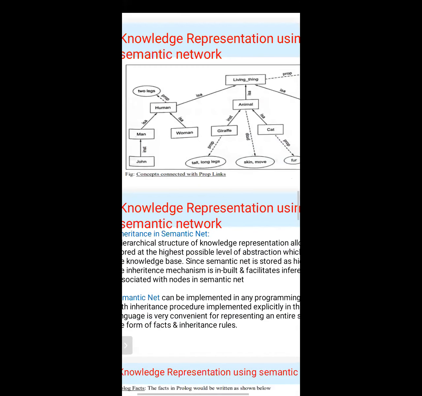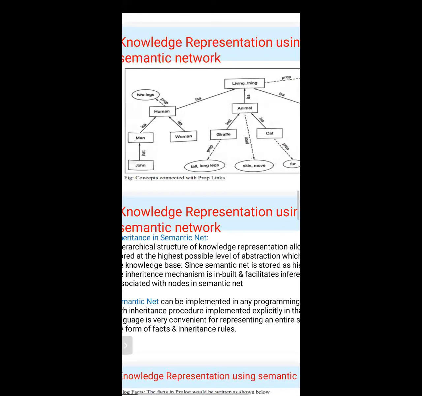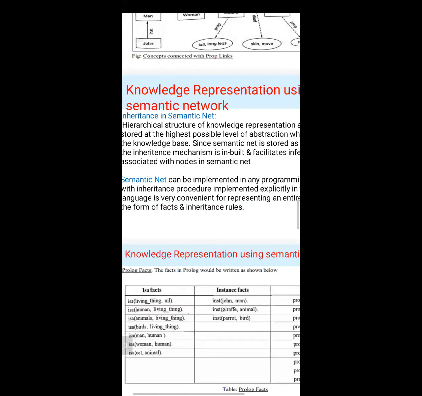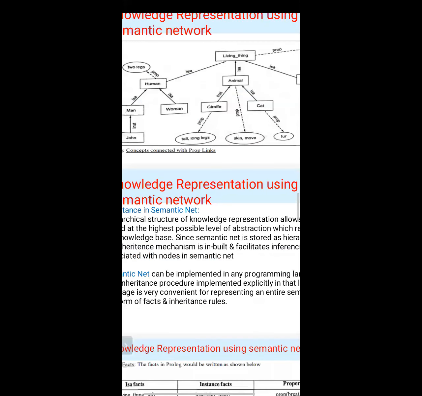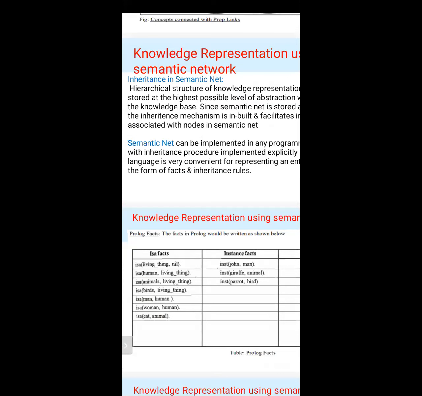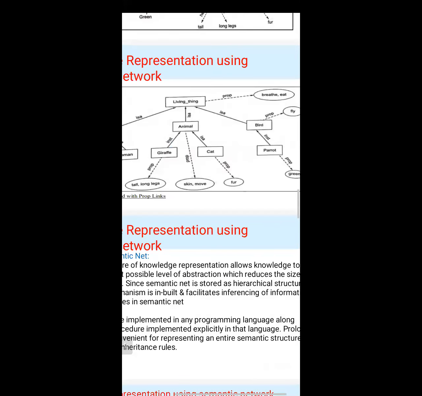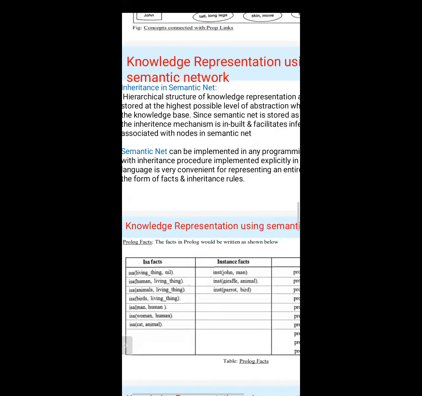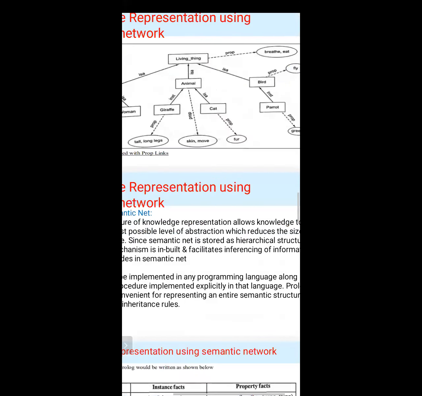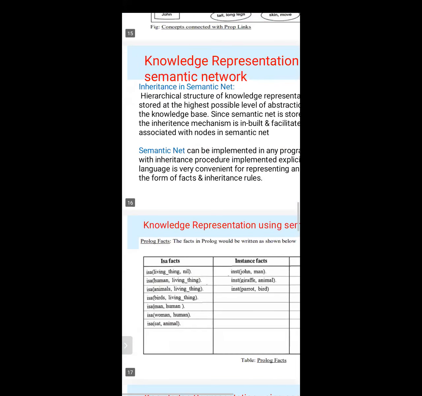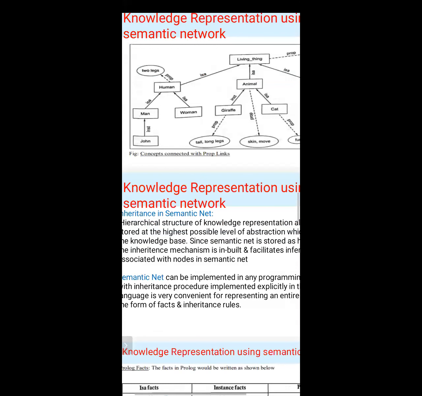Next one. Animals: isa of animal comma living thing. The same way birds also: isa of bird comma living thing. Next one, isa of man comma human. Next one, isa of woman comma human. And next one, isa of cat comma animal. Like this, isa relationship nodes are written on one side.